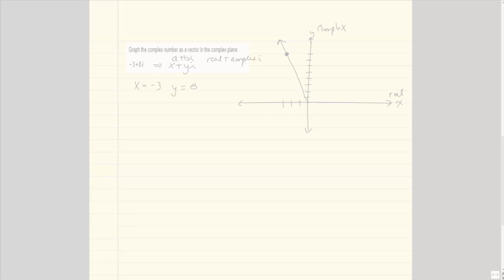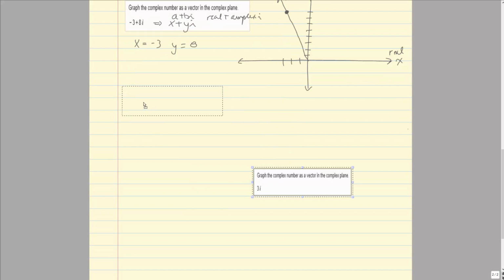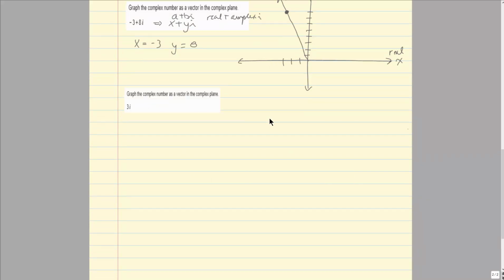So this one will be graphing the number as a vector in the complex plane. The complex plane basically means taking the Cartesian coordinate system and thinking about it as real and complex versus x and y. So here's my real component. Here's my complex component. And if I want to think of real as x and complex as y, that works as well. So this is a plus bi form, which is x plus yi when I start thinking of the horizontal and the vertical. So 3i would be 0 plus 3i. So x would equal 0, y would equal 3.